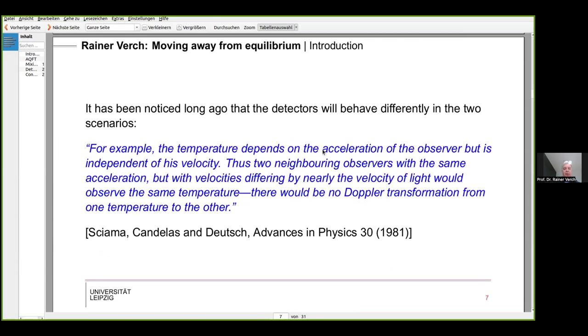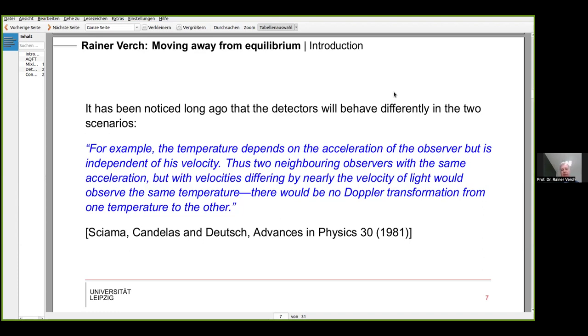Okay, actually it has been noticed long ago that the detectors will behave differently in the two scenarios. And I give you a quote here from a not so well-known article by Sharma, Candelas, and Deutsch, who wrote, for example, the temperature, that is the temperature of an Unruh detector, depends on the acceleration of the observer, and this is independent of his velocity. Thus, two neighboring observers with the same acceleration, but with velocities differing by nearly the velocity of light, would observe the same temperature. There would be no Doppler transformation from one temperature to the other.